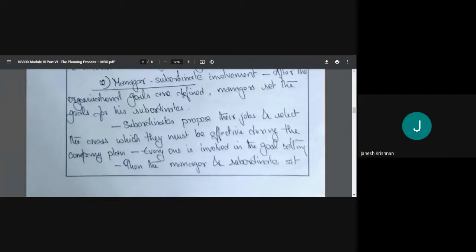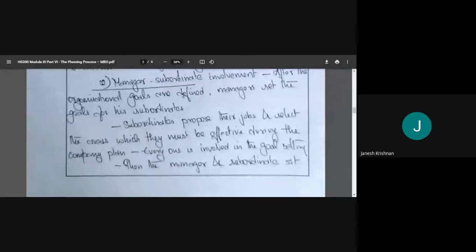Then the subordinates will propose their jobs. Okay. Department A will say, okay, sir, we'll do that. Sometimes some people in the department may say, we are better suited in assembly. Okay. Some assembly people say, we are better suited in manufacturing.